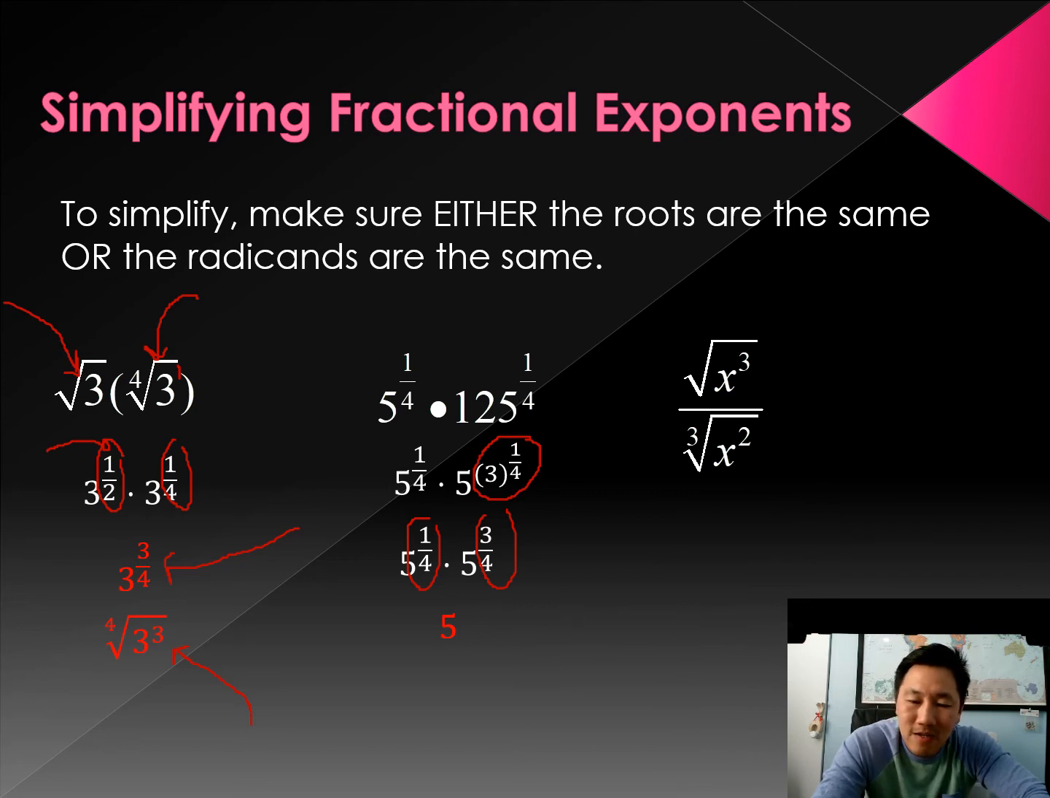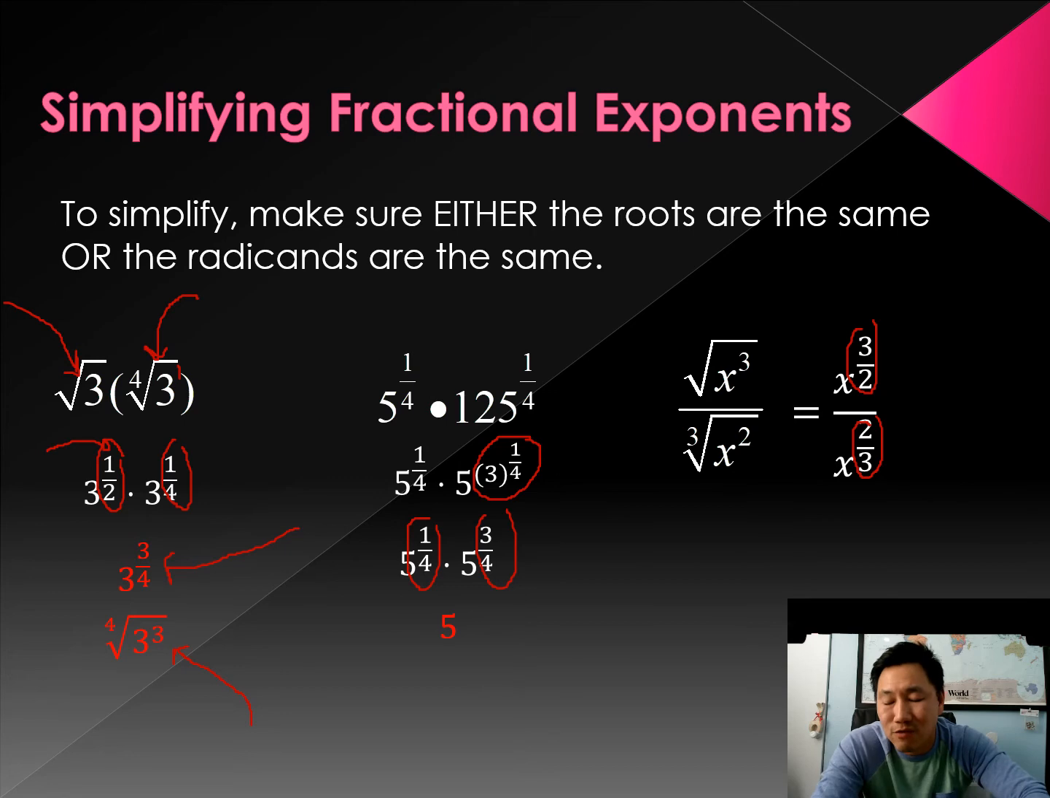Another example, this one. Let's go ahead and change it from root form to exponential form, fractional exponential form. There it is. Remember, there's an imaginary 2 here, so I just put it there. And then this turns into that, which is nice because now you can just subtract the exponents. This minus this. And again, you have to get a common denominator to subtract, but you should get x equals 5/6.